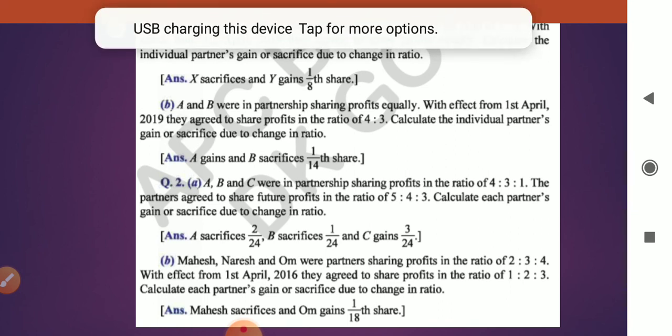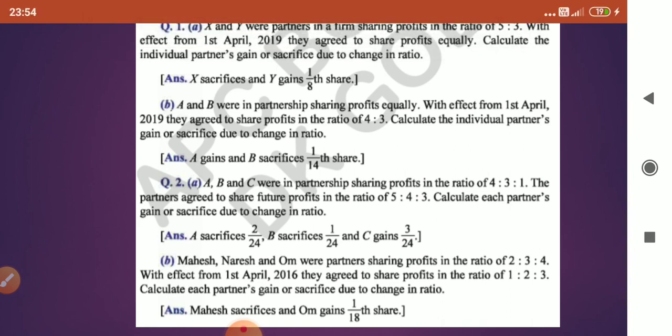Question number 2, A part. A, B and C were in partnership sharing profits in the ratio 4:3:1. The partners agreed to share future profits in the ratio 5:4:3. Calculate each partner's gain or sacrifice due to change in ratio. So let us see for A. Before seeing for A, the old ratio's denominator will be 4 plus 3 plus 1, which is 8. The new ratio's denominator will be 5 plus 4 plus 3, which is 12. I just added all these three. So new ratio's denominator is 12 and old ratio's denominator is 8.